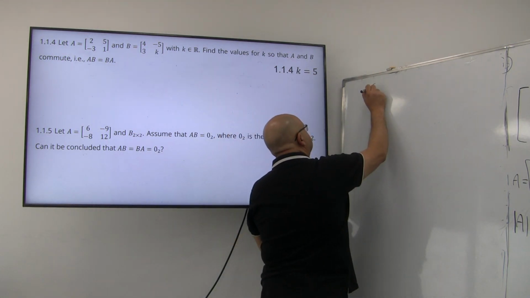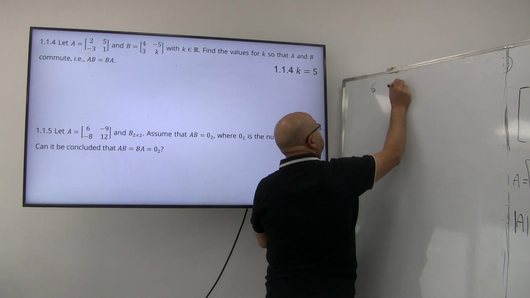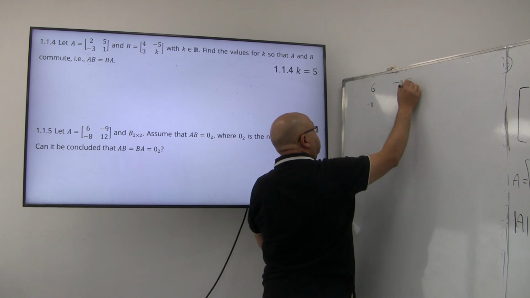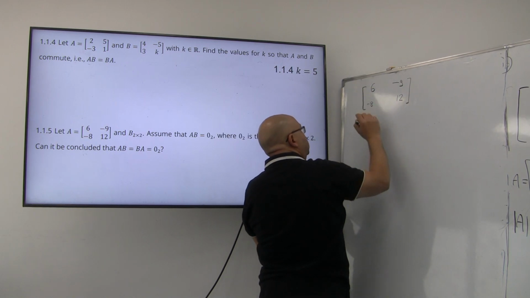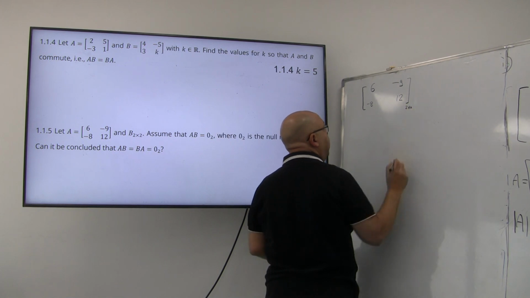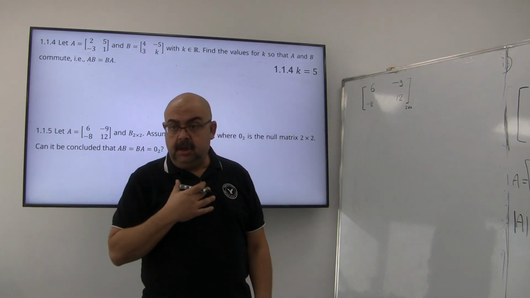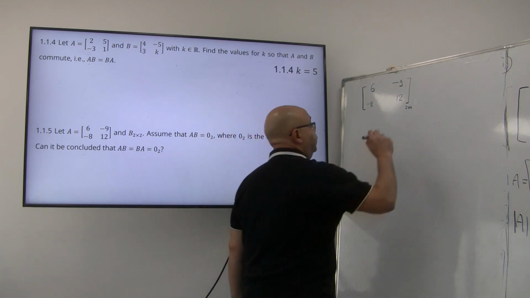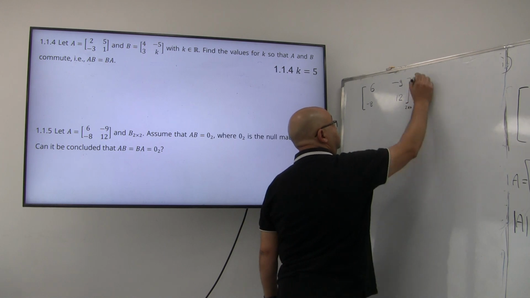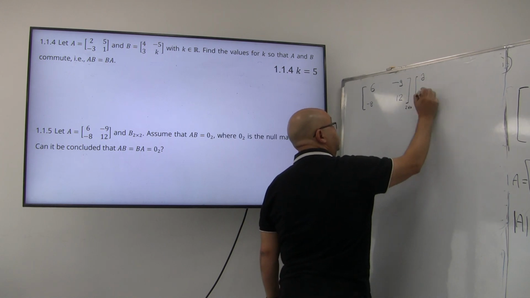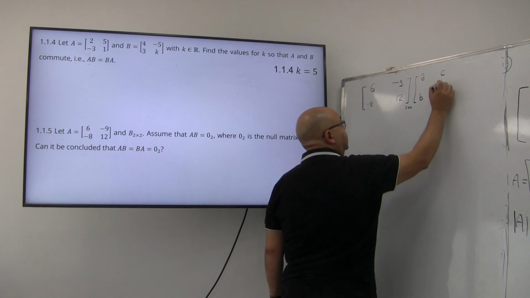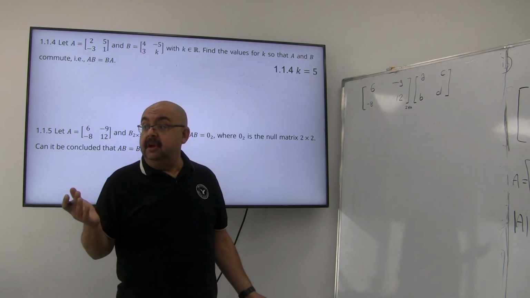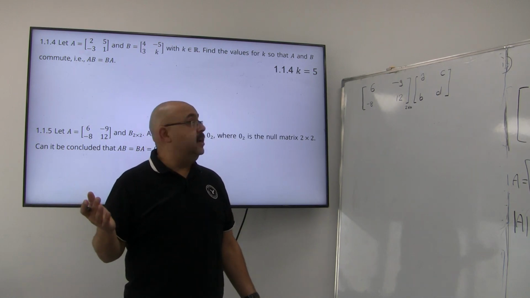So this is 6, negative 9, negative 8 and 12. I need a matrix which is 2 by 2, and I know that matrix B is a 2 by 2. I need a general matrix 2 by 2. What do you suggest for a general matrix 2 by 2? Can I write it this way? Any problems? I can write it this way.